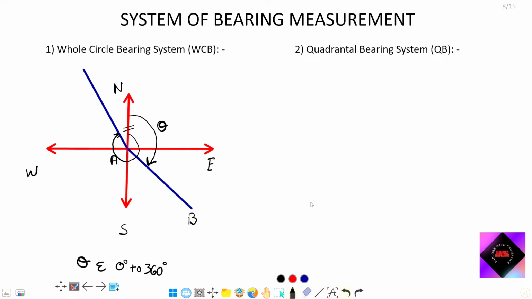Now the next one is the quadrantal bearing system. Let's see what we do in the quadrantal bearing system. For example, again I am making north and south, east and west.